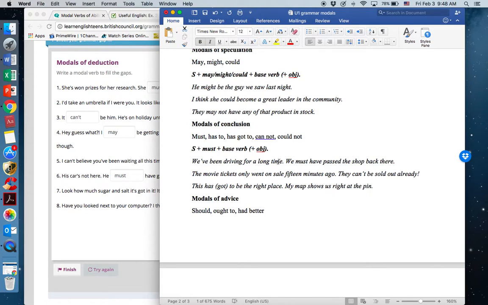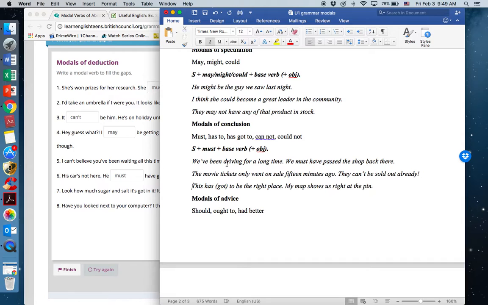So we've been driving for a long time. We must have passed the shop back there. Movie tickets only went on sale 15 minutes ago. They can't be sold out already. And this has got to be the right place. The map shows us right at the pin. So these are logical conclusions.